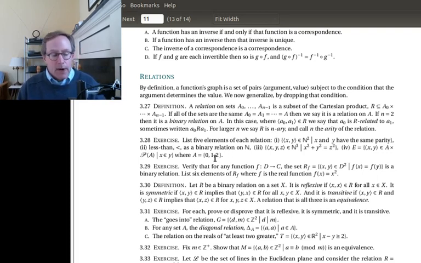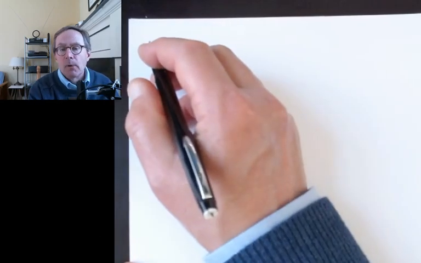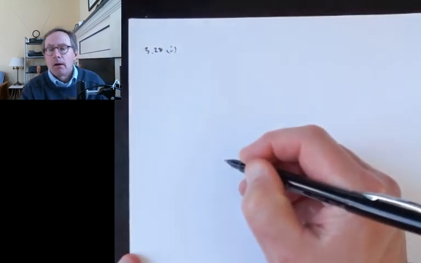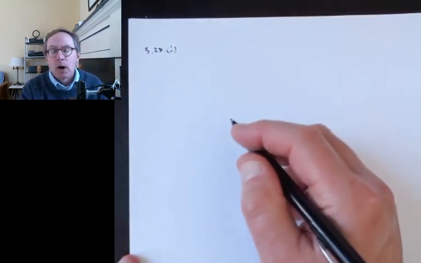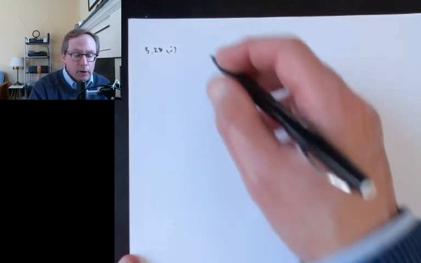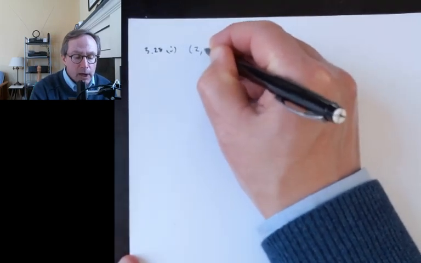Okay, and I just want to do a couple of practices with these. Exercise 3.28 asks a person to list 5 elements of each relation, and the first is that x and y have the same parity. I'm looking for pairs x and y where x and y have the same parity. You'll remember that parity means evenness or oddness. So either both x and y are even or both x and y are odd.